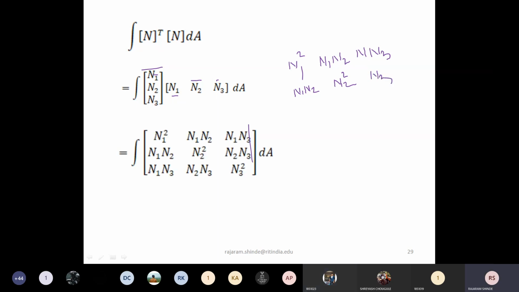Now next you will get this product. You can see here. Is it correct? Now I want to calculate the integration of this. What do I have to do? I have to take the integration inside the bracket. It is not a simple thing because your shape function equation is 1 upon 2A into (a plus bx plus cy), and the integration of that becomes very complicated.